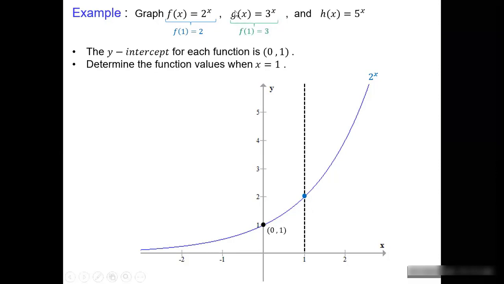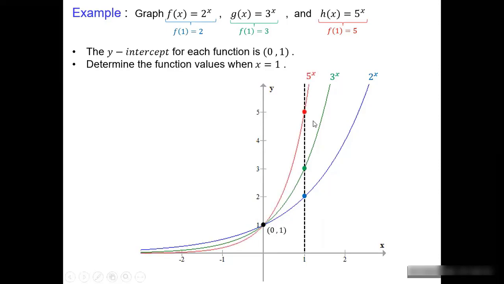But notice, what if I were to look at the graph of 3 to the power of x? Plugging in 1 is going to give me an answer of 3 now, which is higher than 2, which is causing 3 to the x to be a steeper graph than 2 to the x. And if you look at 5 to the power of x, f of 1 is equal to 5. And so notice that now plugging in 1 gives me an output of 5, which makes this graph even steeper than 3 to the x. And so we can see that the larger the base, the steeper the graph will be as it passes through the y-axis.